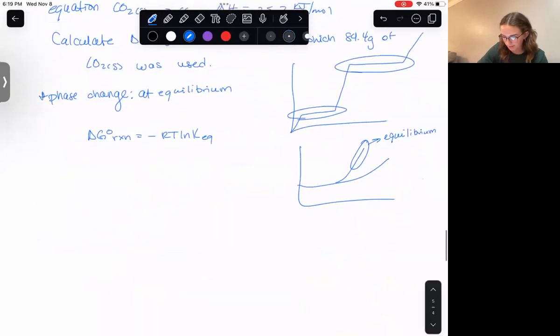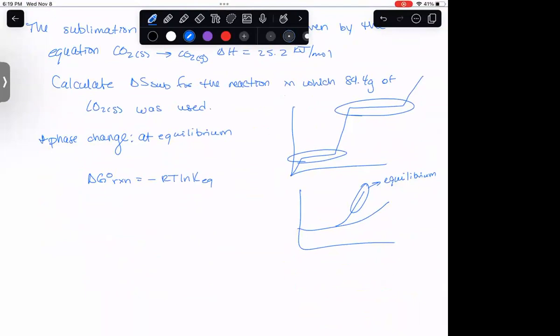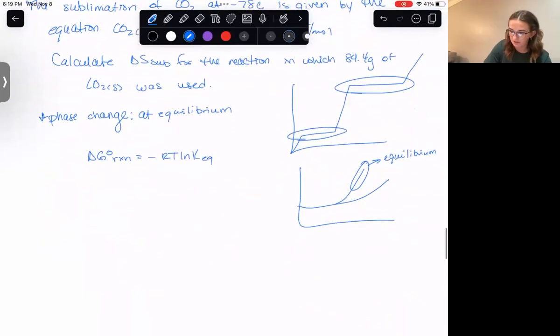So my thought process here is that we need to use this equation. Did he give any hint on how to use it, Adrian? No, he didn't really talk about it. He was just talking about the molarity, real quick at the end of class.